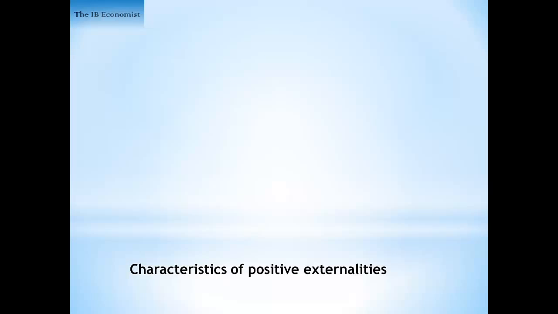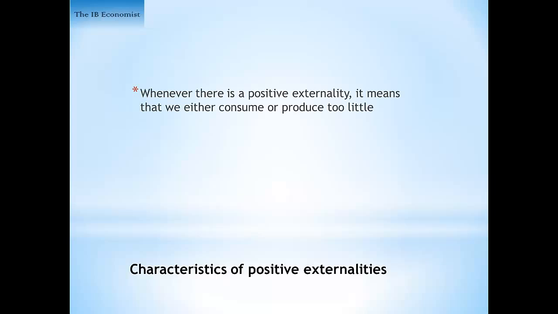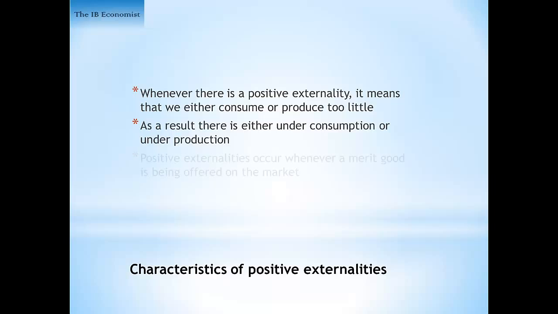Whenever we have positive externalities, it essentially means that we either consume or produce too little. Think back to our previous example with Mr. Green, Mr. Yellow and Mr. Red. Mr. Green should have produced two economics textbooks and he should have sold them to both Mr. Yellow and Mr. Red. But Mr. Green only produced one textbook, so he sold that to Mr. Yellow, and Mr. Yellow and Mr. Red had to share that textbook. That would mean that whenever we have a positive externality, we are either under-consuming or under-producing.